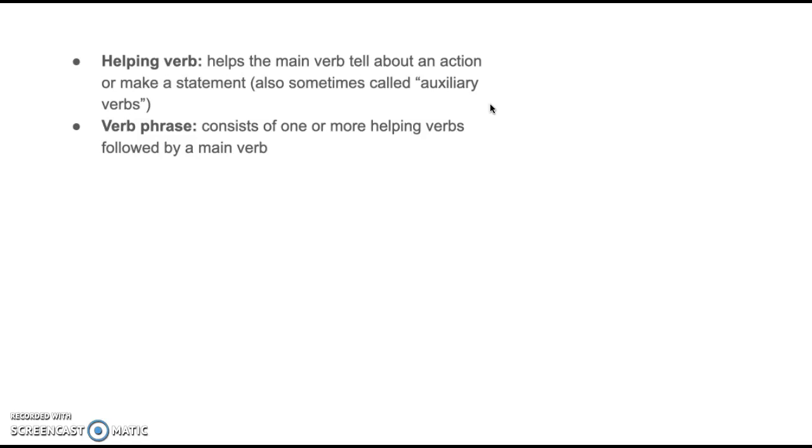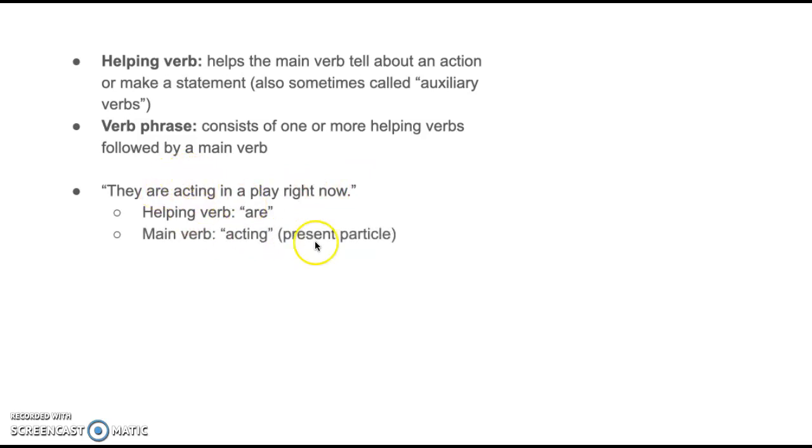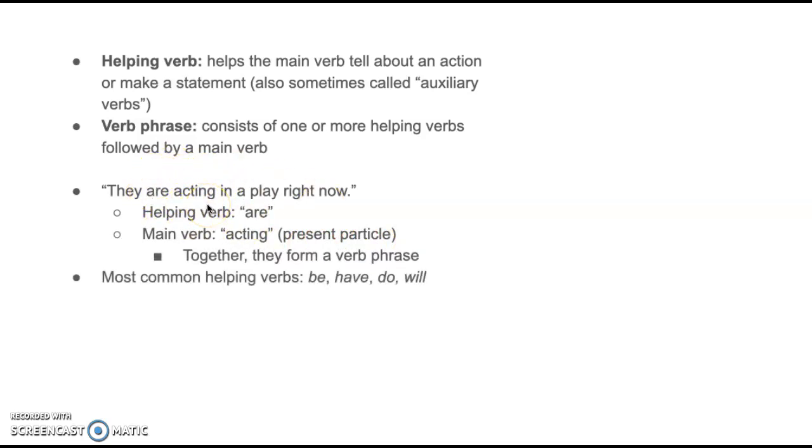Helping verbs combine with an action verb to create a verb phrase, which consists of one or more helping verbs followed by a main verb or an action verb. For example, they are acting in a play right now. The helping verb is are. The main verb is acting. It's the present participle form of that verb, by the way. Together, they form the verb phrase are acting. The most common helping verbs are be, have, do, and will.